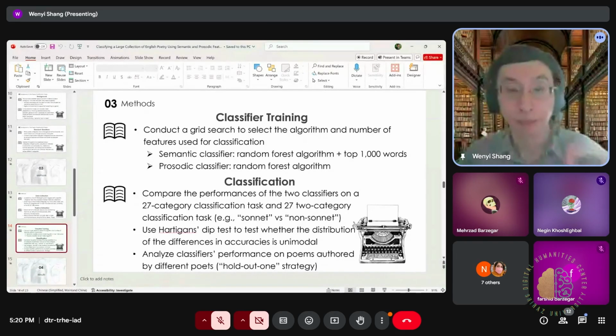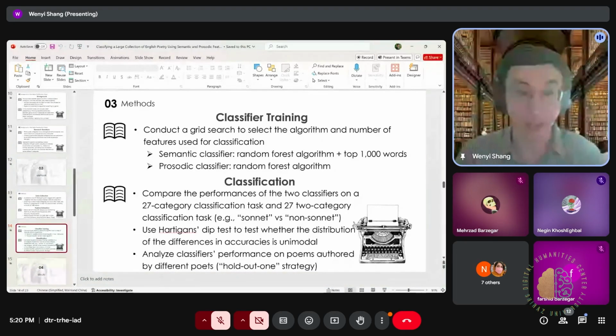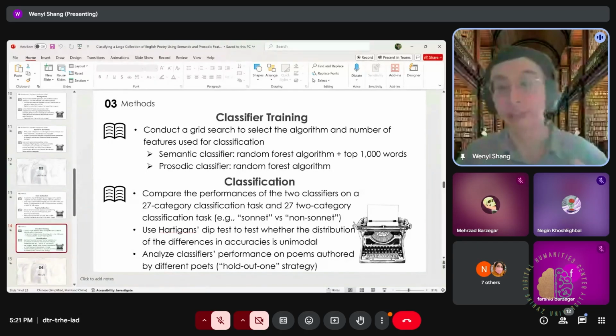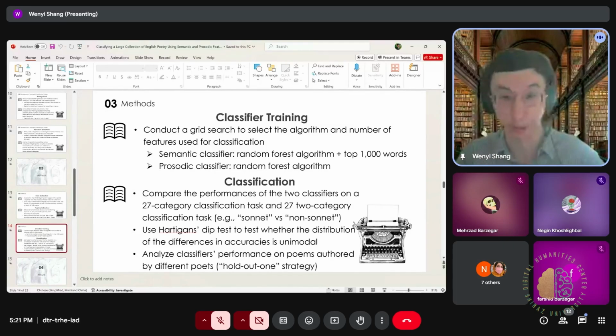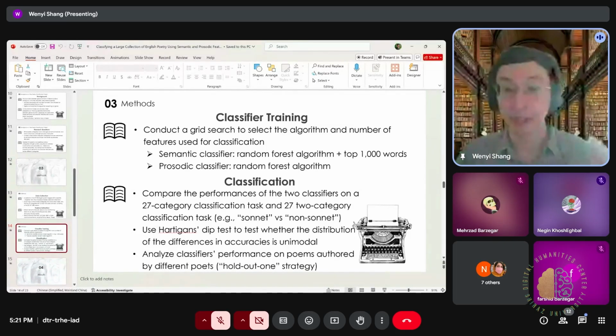So first, we compare the performances of the 2 classifiers on a 27-category classification task. So we ask the classifier trained on the words, the semantic classifier, to assign each poem into one of the 27 categories. So we ask it to assign it into either sonnets or ballads or heroic couplets and so on and so forth. And then we ask the prosodic classifier to do the same.